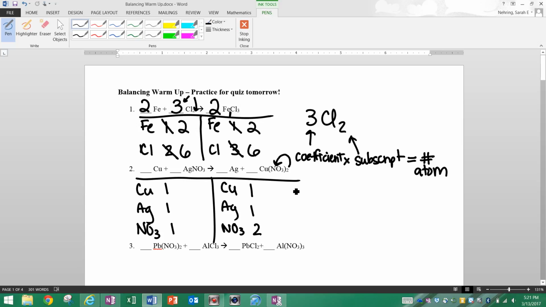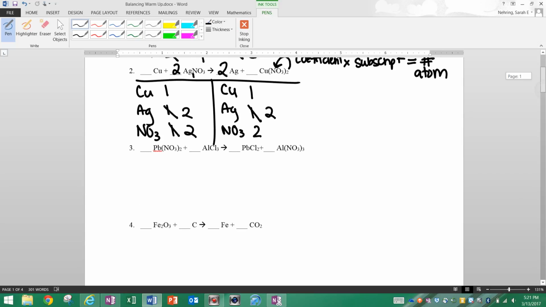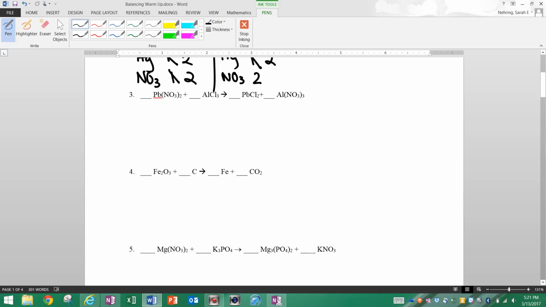So I'm going to pick something to balance. The only thing that's not balanced is my nitrate. So I'm going to put a 2 over here. 2 times 1, now I've got 2 silvers. And then 2 times NO3, now I've got 2 NO3s. Okay, so now my silvers are out of whack, so I'm going to put a 2 over here. That gives me 2 silvers, and I am balanced. Okay, let's look at this one, number 3.